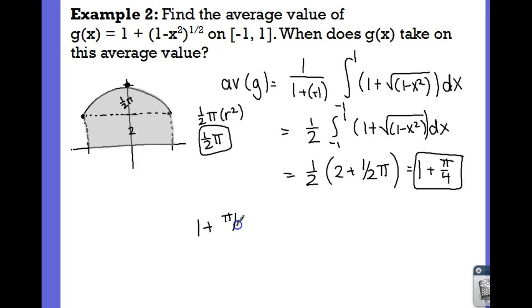What's nice about this? Your ones cancel, right? Wow. What do you know about a circle of radius 1, regardless of the fact that it was shifted up 1 unit?